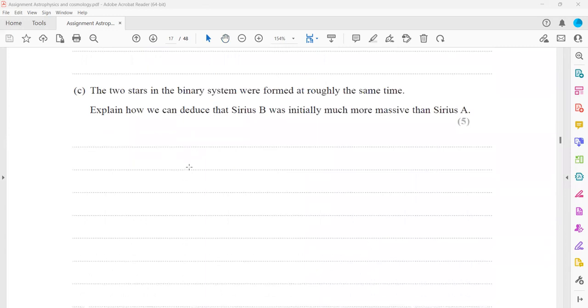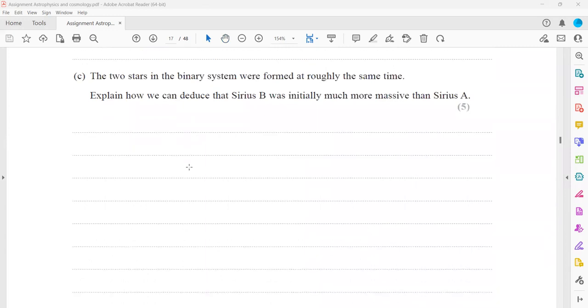Then the two stars in the binary system were formed at roughly the same time. Explain how we can deduce that Sirius B was initially much more massive than Sirius A. When we have a low mass star, like the mass of the Sun, these stars have a long lifespan in the main sequence, whereas high mass stars have a short time in the main sequence; they cannot remain in the main sequence for a long period of time.